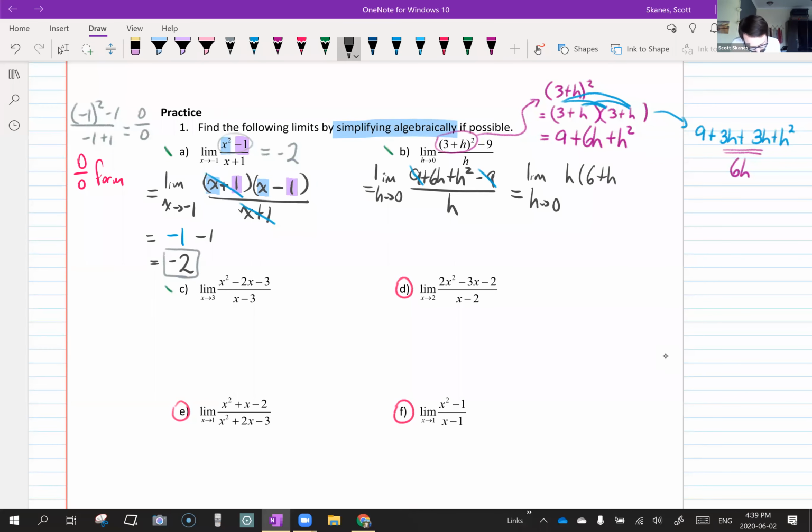6 plus h over h. Cancel, cancel. Now we can substitute in. Now we're doing the limit. Put in h equals 0 directly. You get 6 plus 0 equals 6. So the answer is 6.